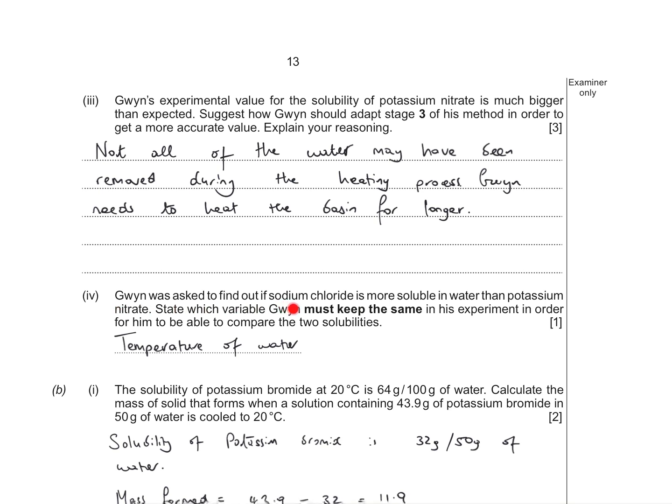Gwyn was asked to find out if sodium chloride is more soluble in water than potassium nitrate. State which variable Gwyn must keep the same in this experiment in order for him to compare the two. Well, we're going to have to do it at the same temperature, so we're going to keep that exactly the same.